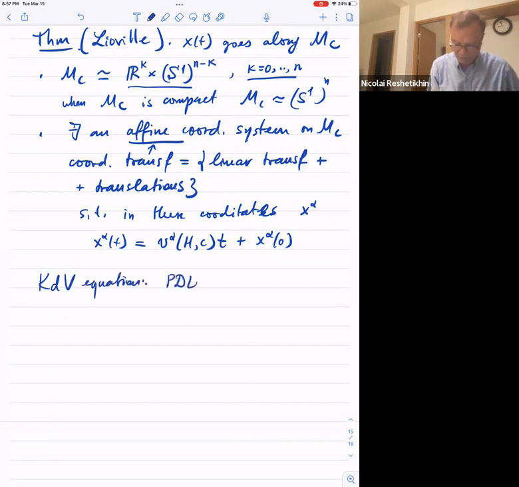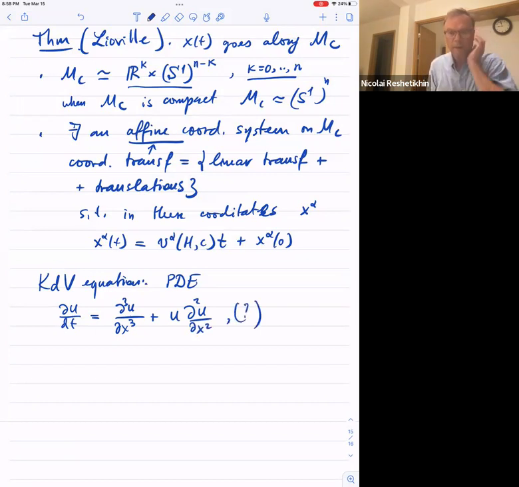It's a partial differential equation, which is, I'm sure I'm writing something wrong, something like this. It's a nonlinear PDE. And it's an infinite dimensional integrable system.